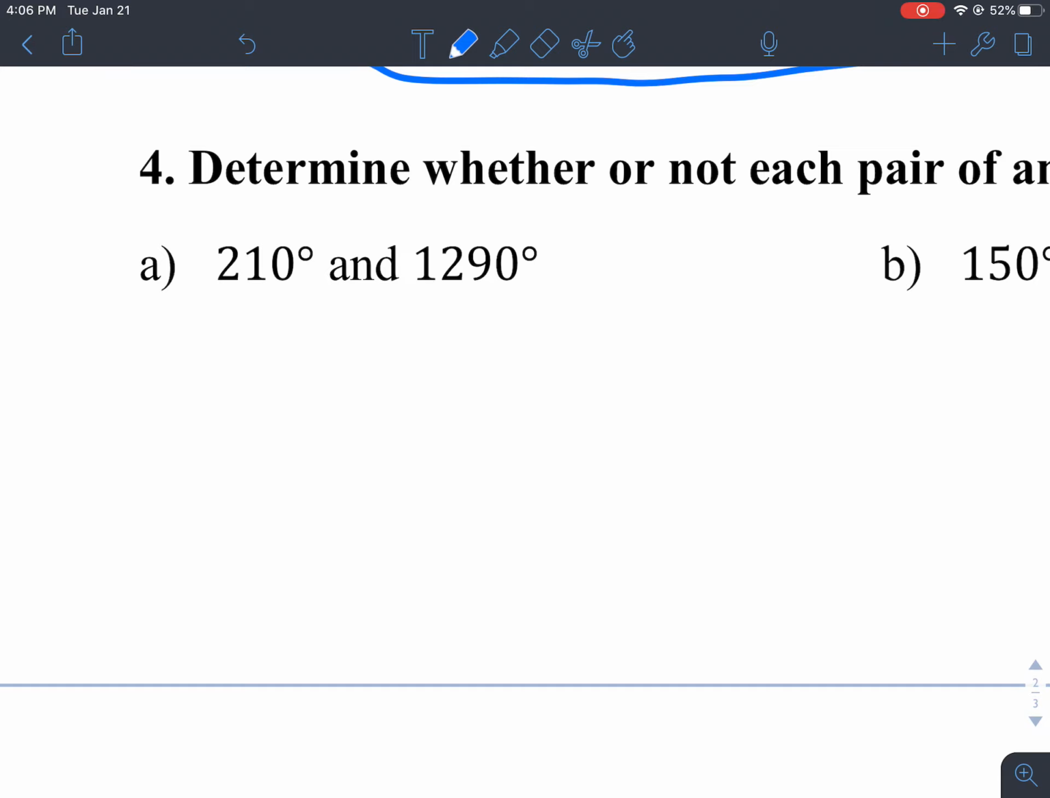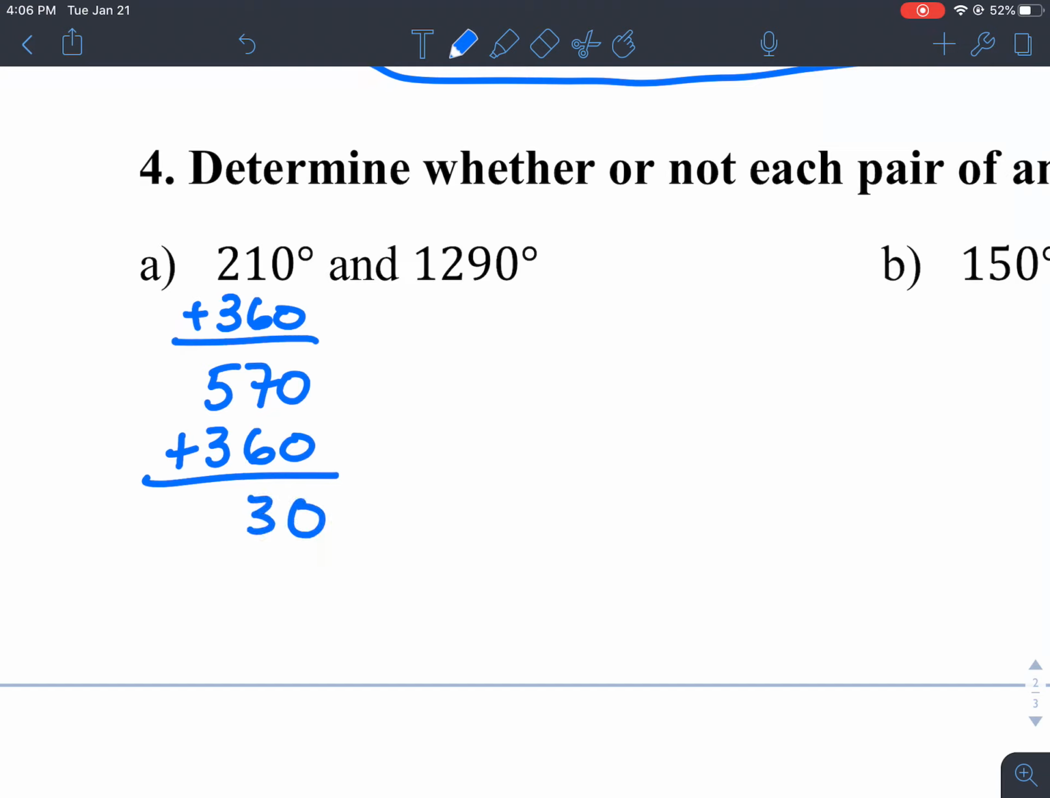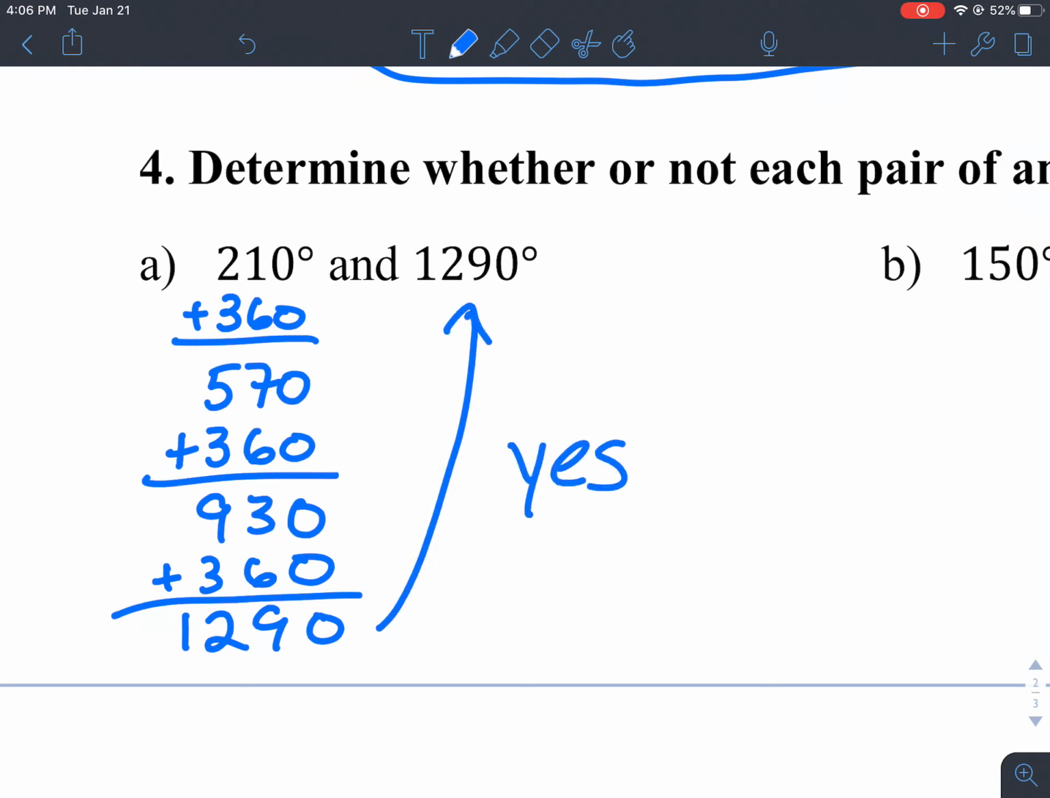Since we're starting at 210 going up to a bigger number, we're just going to add 360 to that. That's going to come out to be 570. Not quite where we want to be yet, so we're going to add another 360, and that's going to come out to be 930. Still not there, so I'm going to add another 360, and that gives us 1290, which is what we wanted. So yes, 210 and 1290 are coterminal. They are in the same location.